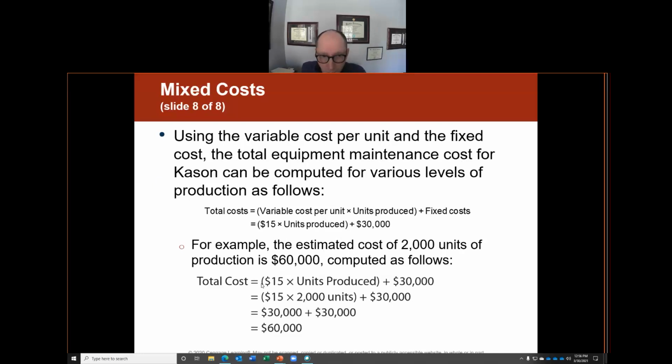Now we need to find total cost. How do we find total cost? We take the variable cost per unit times units produced plus your fixed cost. Yeah, absolutely. So $15 per unit times units produced plus the 30,000. The 30,000 was our fixed cost.